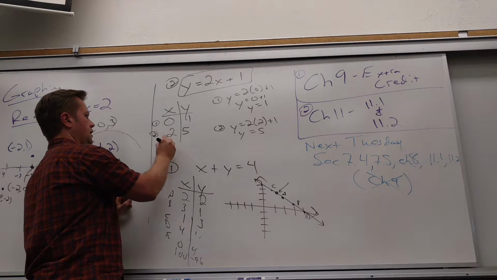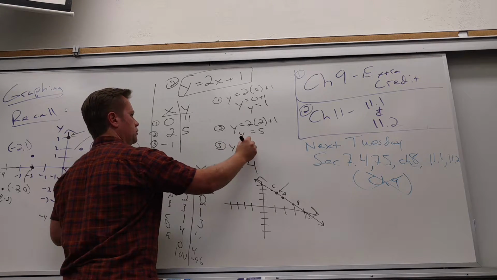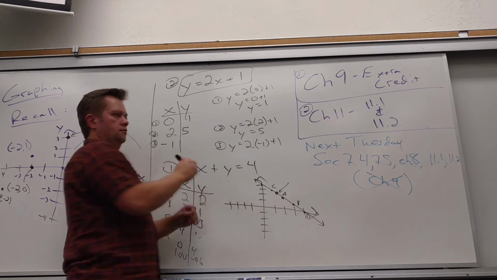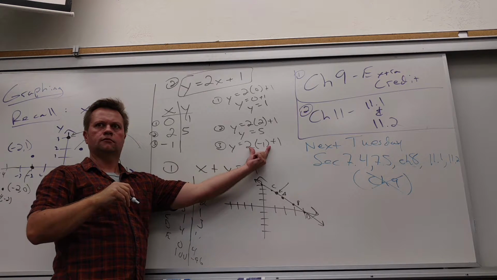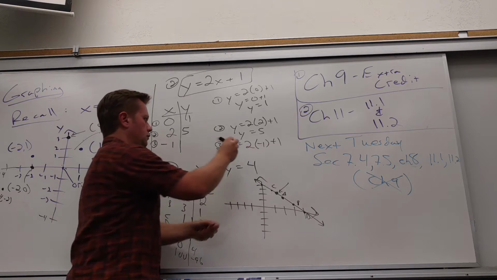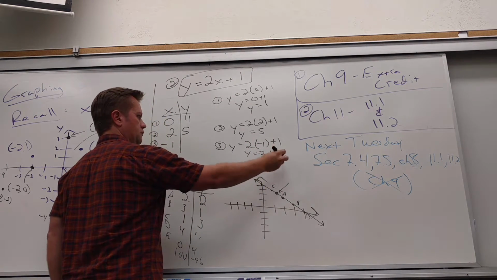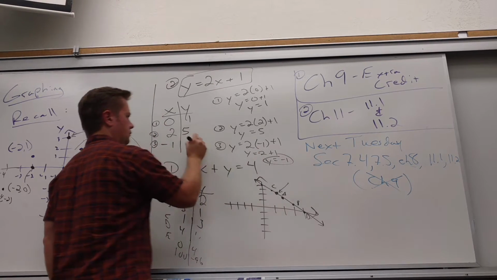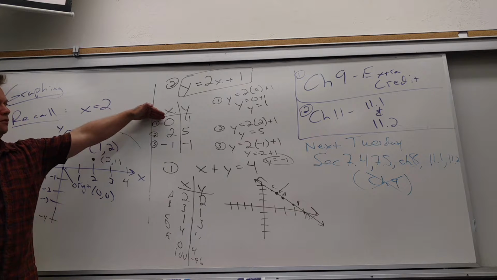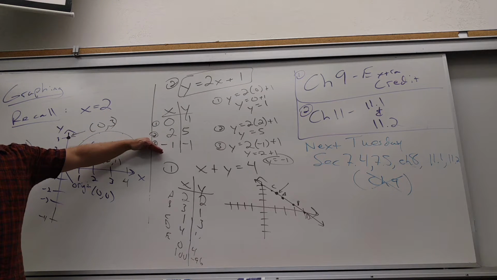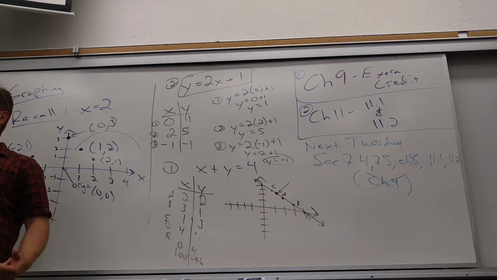What about negative 1? Y equals 2 times negative 1 plus 1. What's 2 times negative 1? Negative 2. Plus 1, what's y? What's negative 2 plus 1? Negative 1. So then you can plot the points (0, 1), (2, 5), (negative 1, negative 1), and it would make a nice line. Believe it or not.